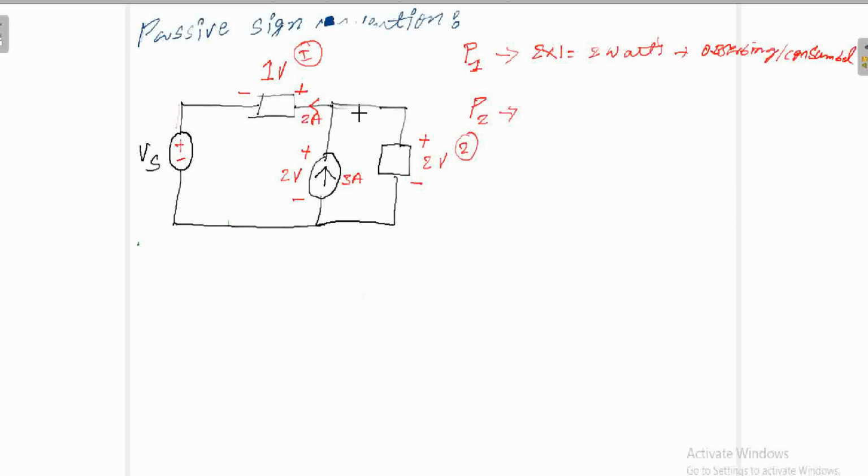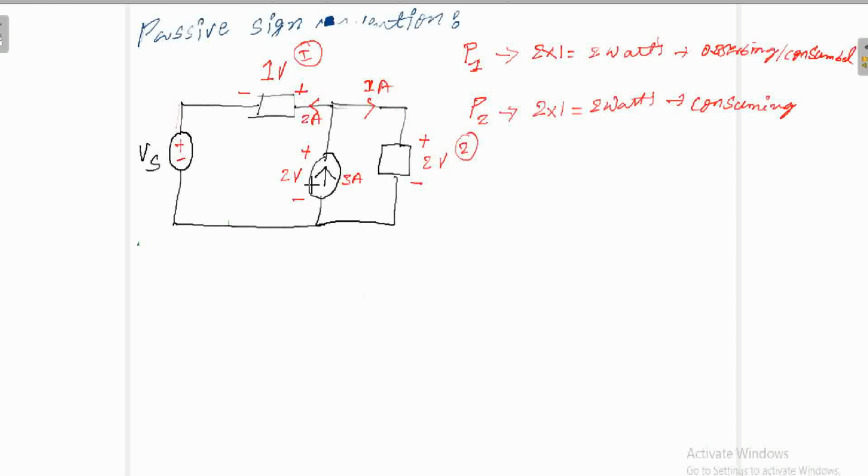For this second element, they have given current as 1 amp. This 1 amp is again entering into the positive polarity of the voltage. So it is also obeying passive sign convention. So for P2, that is 2 into 1, which is equal to 2 watts. So here the element is consuming power. So we got two elements consuming power.